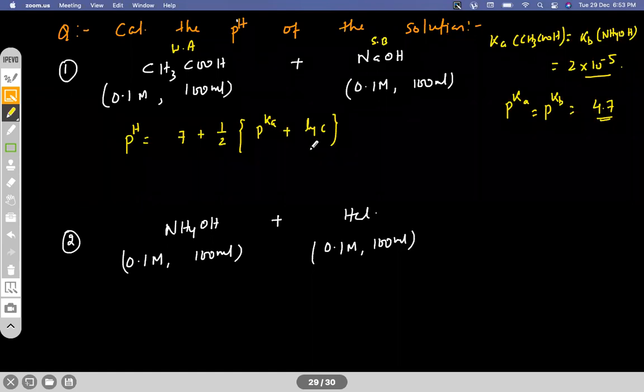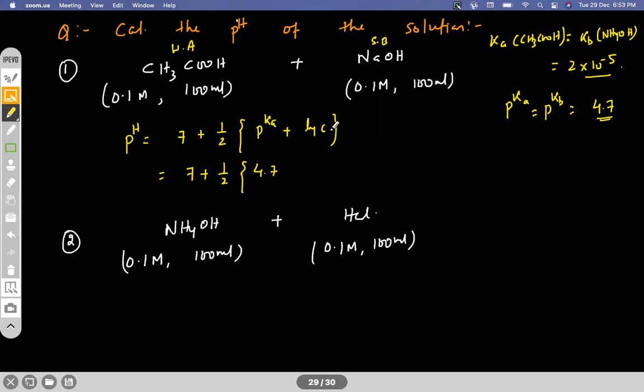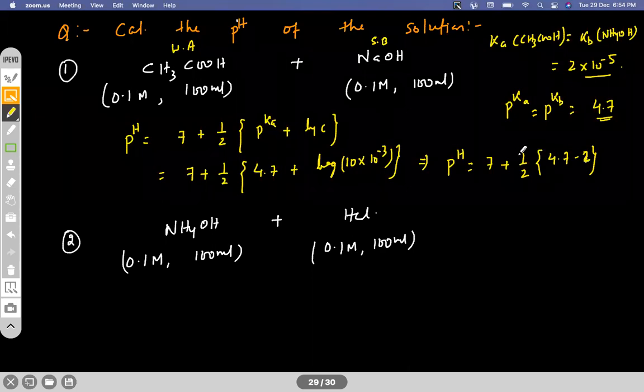What is the value of C over here? 7 plus half of pKa is 4.7. Log C is 10 millimoles. So log 10 into 10 to the power minus 3 moles it is. So when you solve this, you will get pH equals to 7 plus half of 4.7 minus 2. Right? So 2.7, 2.7 by 2, 1.35, 1.35 plus 7. So it is 8.35, isn't it?